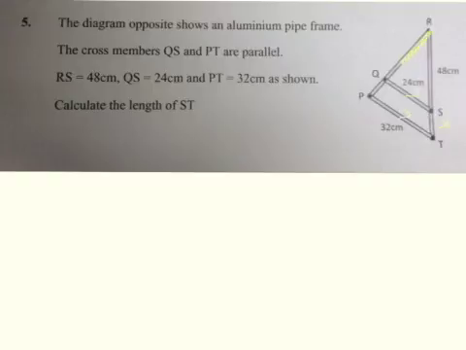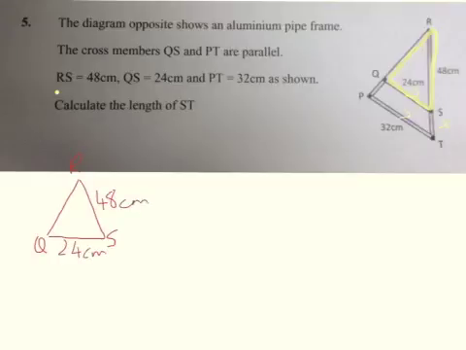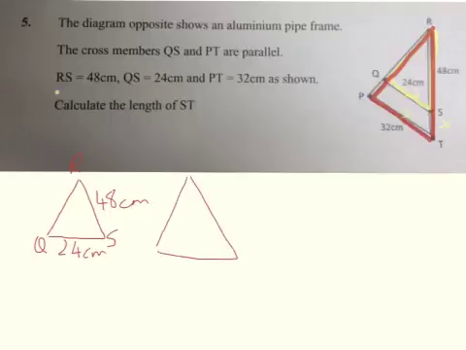If we look very, very closely, we can see that we've got the triangle QRS. I'm just going to do a wee sketch, or RQS. So here's RQS. This is 24 centimetres. This is 48 centimetres. We also have the triangle RPT. We know that PT is 32 centimetres.